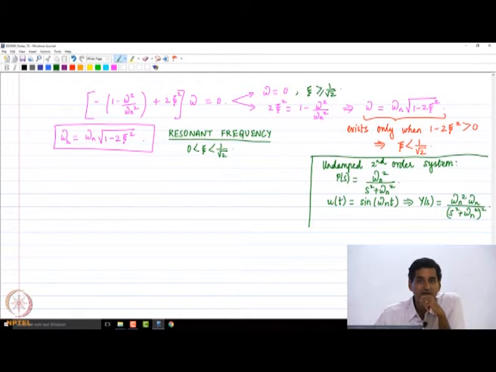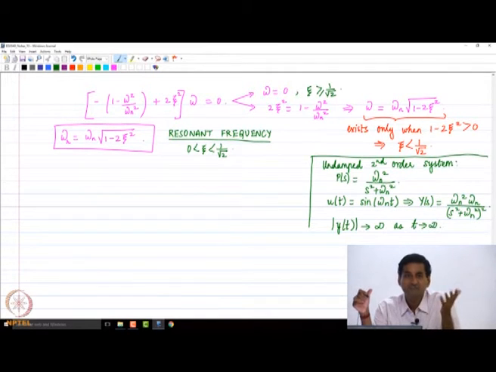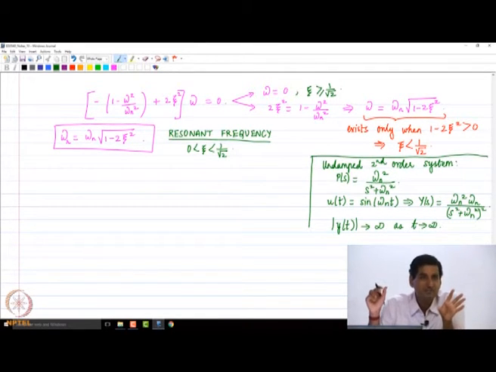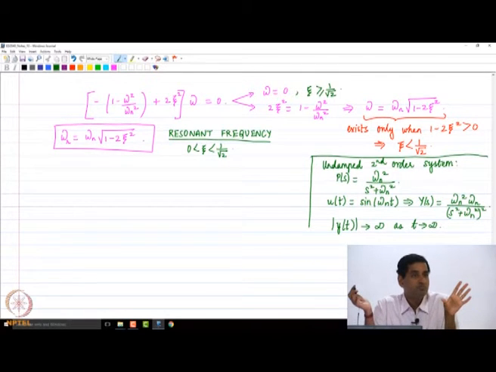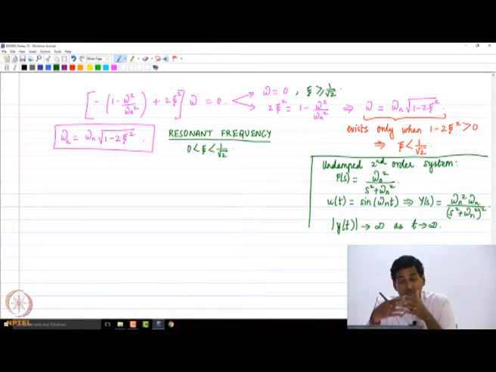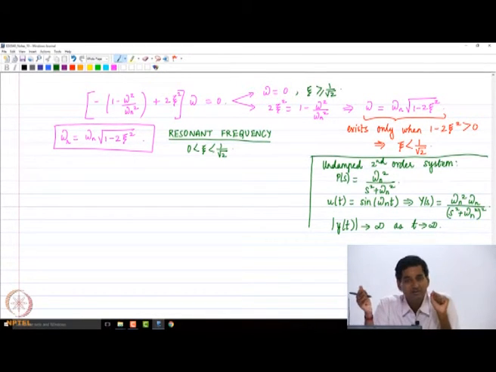I think we already discussed these things. Once I have s squared plus omega n squared whole square, I am going to have a t sin t or t cos t term. So consequently, what will happen to the magnitude of y of t? It will go to infinity as t tends to infinity. So this is another visualization of natural frequency. If you have an undamped second order system and you give an input which has a frequency equal to the natural frequency, the output will just explode to infinity. That's natural frequency. That was the first term.